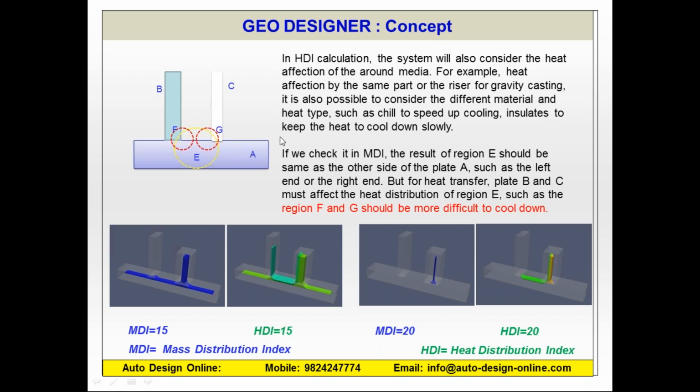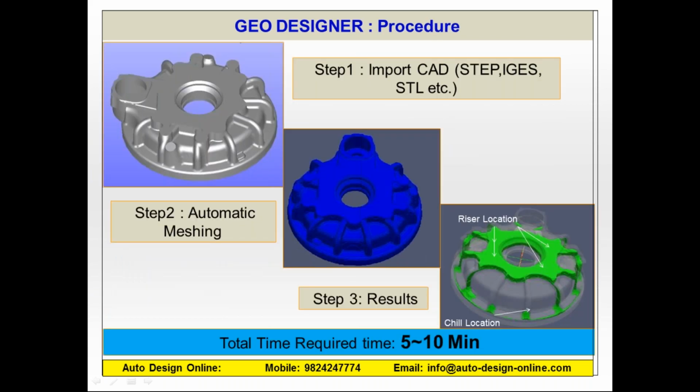As you can see here in this model, it is suggesting this blue region from the mass distribution index point of view, and it also indicates two other sides from the heat distribution index point of view. So we will see a practical casting part and analyze how we can do this.